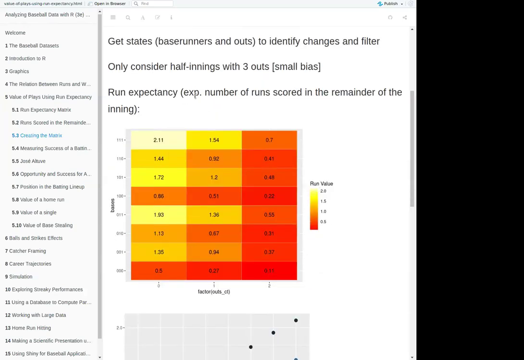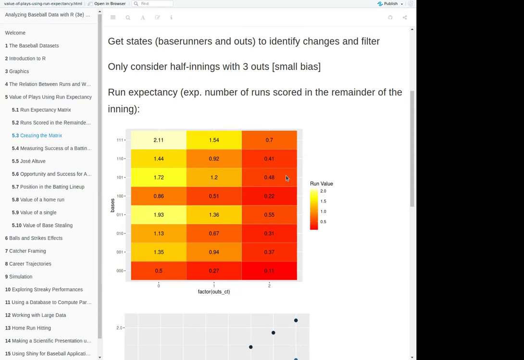So looking at the run expectancy, which again is our expected number of runs scored in the remainder of the inning, I turned the matrix that is output from the book into a heat map because, as much fun as numbers are, visualizations make them a lot easier to take in.